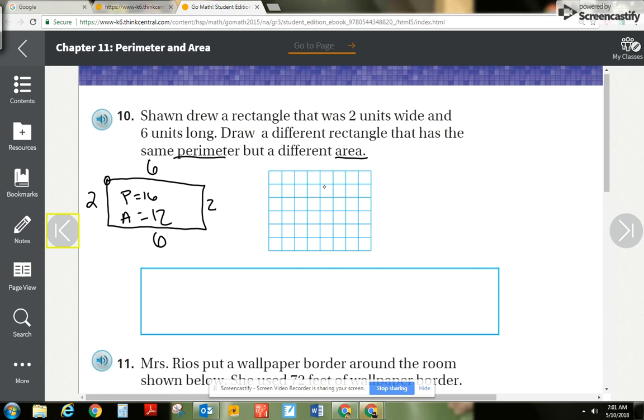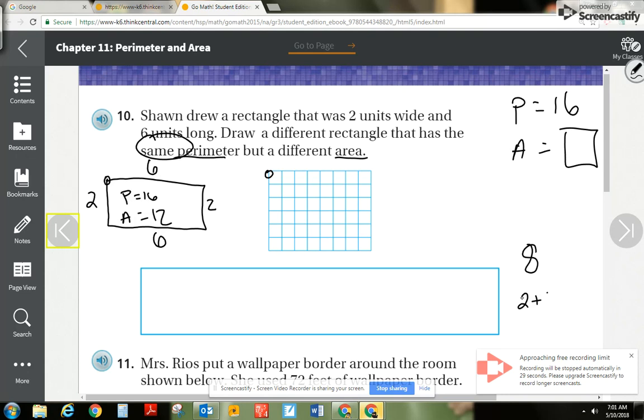Now we're supposed to draw a rectangle that has the same perimeter. So our perimeter is going to have to be 16, but it's going to have a different area. So area, I don't know yet. So this is really tough. So we want to start here. We're going to have to do a perimeter of 16. We could just start drawing until we get a perimeter of 16. Or we can find half of 16, and half of 16 is 8. What are some different ways to make 8? Well, 2 plus 6 is 8. But let's do 4 plus 4.